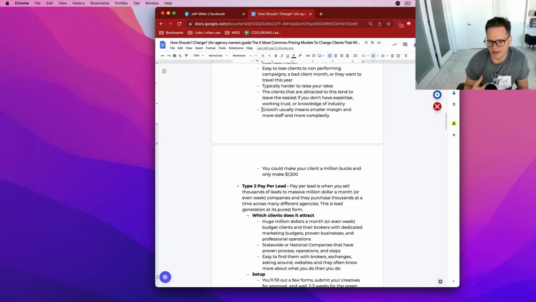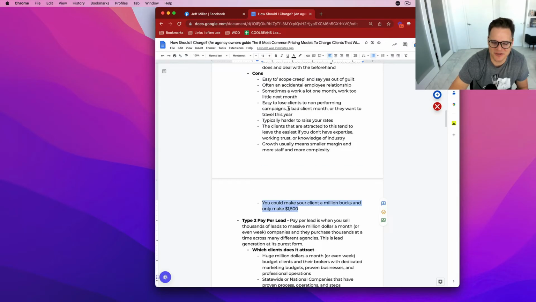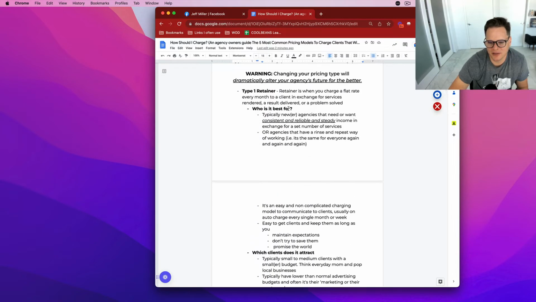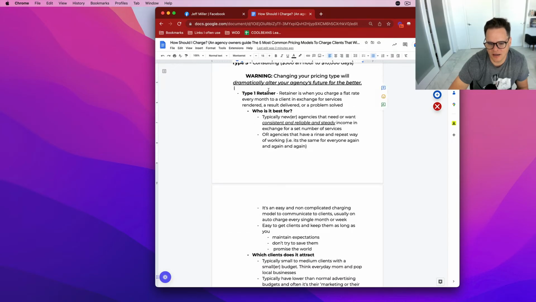Either you're bringing on more clients or you're charging that client more and doing more. And sometimes you make your client $1 million and you only make $1,500 and you feel happy but also sour about it. So that's the first one. Like I mentioned, I've used this charging model, type 1 retainer, to grow to $40,000 a month. I know people doing it at $70,000, $80,000, $90,000 a month with very, very healthy margins. They're very, very happy. And everybody's kosher with it. So that's the first type.